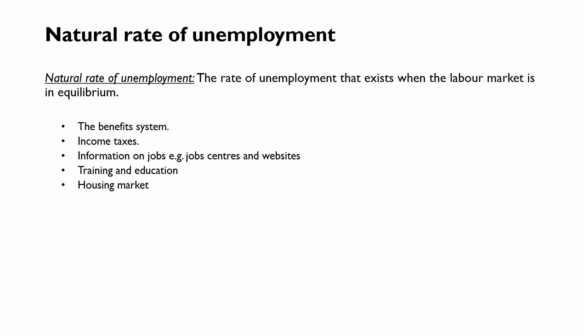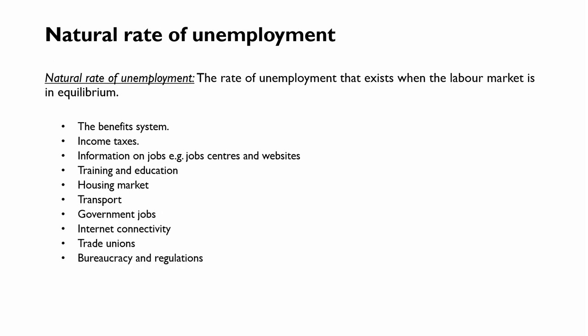But things like training and education, the housing market, transport, the provision of government jobs and internet connectivity, all of those are starting to drive structural unemployment. These are factors which affect immobility of labour. If we fix the housing market, it might affect geographic mobility. We need to be happy with some of the big things that might affect the natural rate of unemployment. But we're going to come back to those things when we think about how unemployment interacts with inflation.